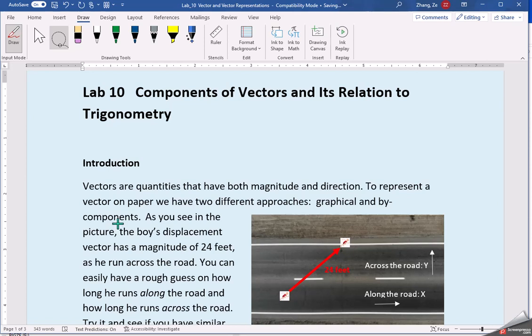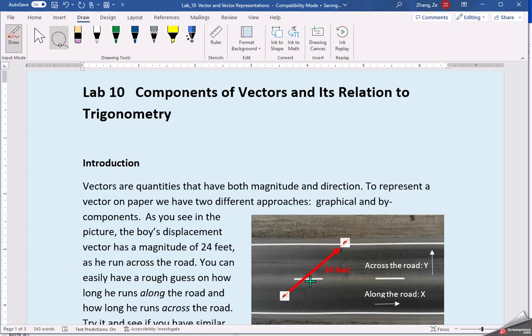As you see in the picture, this boy runs across the road in this direction, and this distance is 24 feet. So we represent the displacement, which is a vector, by this arrow here. The direction is this direction, and the magnitude is 24 feet. So that's a simple graphic representation.